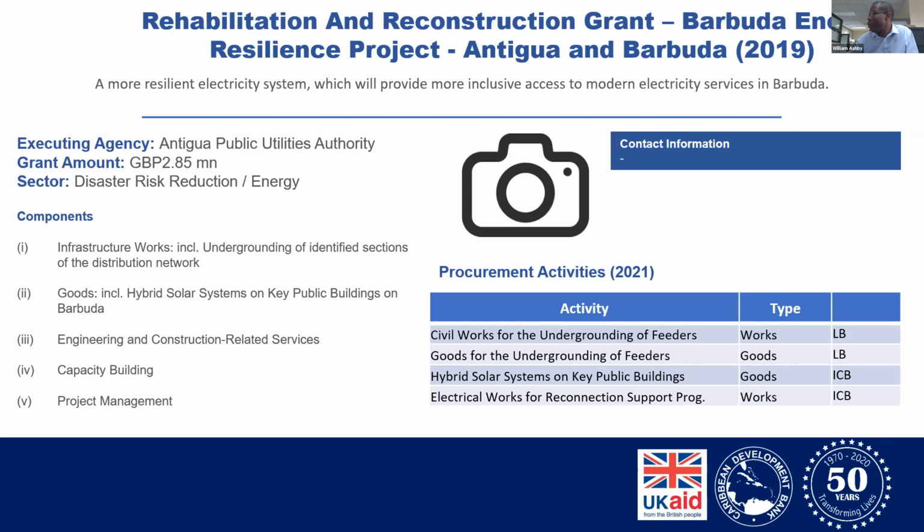Those are the components actually, but the opportunities which remain available are shown on the right. So the civil works for undergrounding, the goods for the solar systems installation, and some electrical work for reconnection. And the last 2 are international competitive bidding opportunities.